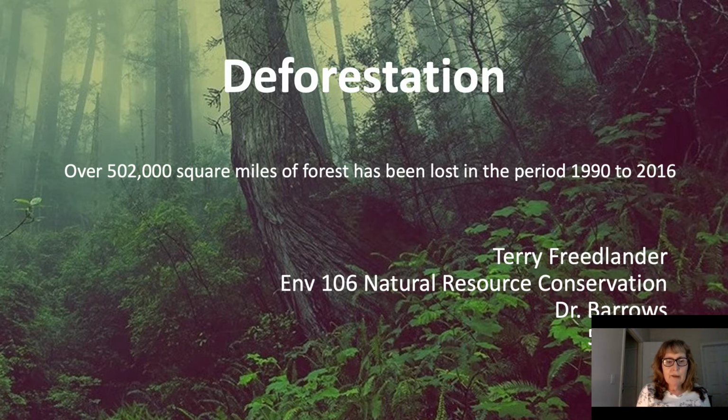Over 502,000 square miles of forest has been lost in the period 1990 to 2016. This presentation will include the following: defining the natural resource, trees, forests. What does it do for us? What is deforestation? Why is it happening? What strategies can reverse the course?